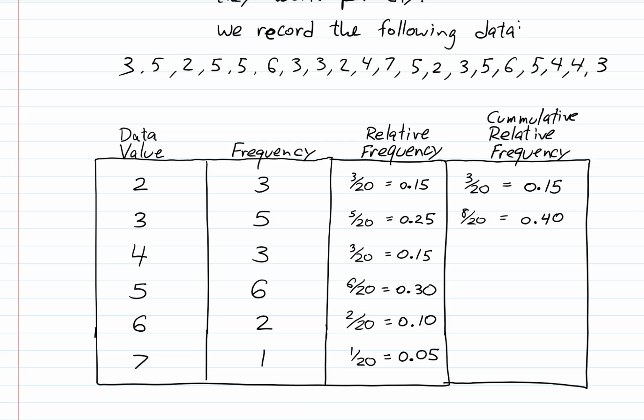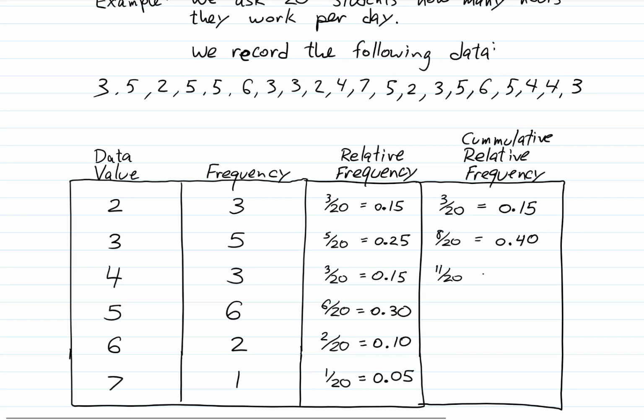What's the cumulative relative frequency for the data value 4? How many data values are there less than or equal to 4? That means how many 2s, 3s, and 4s together? There are 11 of them. Right? 3, 5, and 3 adds up to 11. So you would say the cumulative relative frequency of 4 is 11 out of 20, which equals 0.55 or 55%. You get the idea?